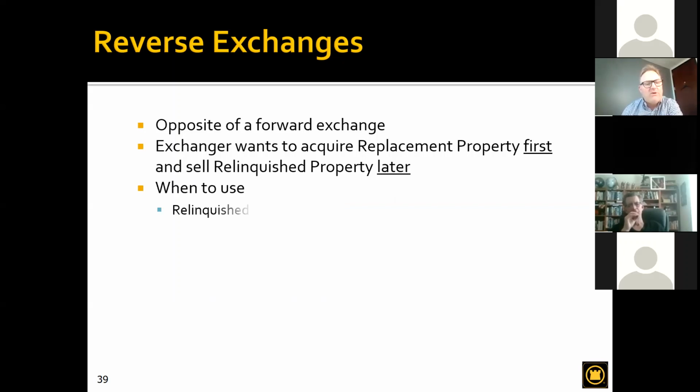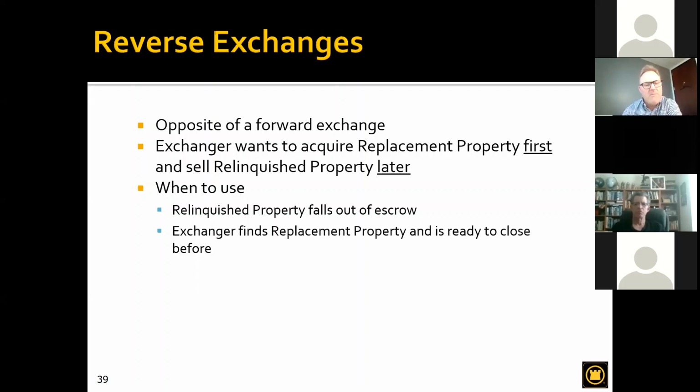So when would we use a reverse exchange? Well, sometimes we have a buyer for our relinquished property. Things are going great. We're under contract on the replacement, and all of a sudden the buyer for our relinquished property goes away. We still have an executed contract that we have to abide by on the replacement side. So we would use a reverse exchange in that scenario. Another scenario is when maybe the investor just finds that perfect property and they don't want to lose it, but yet again they don't have a buyer for their relinquished yet.